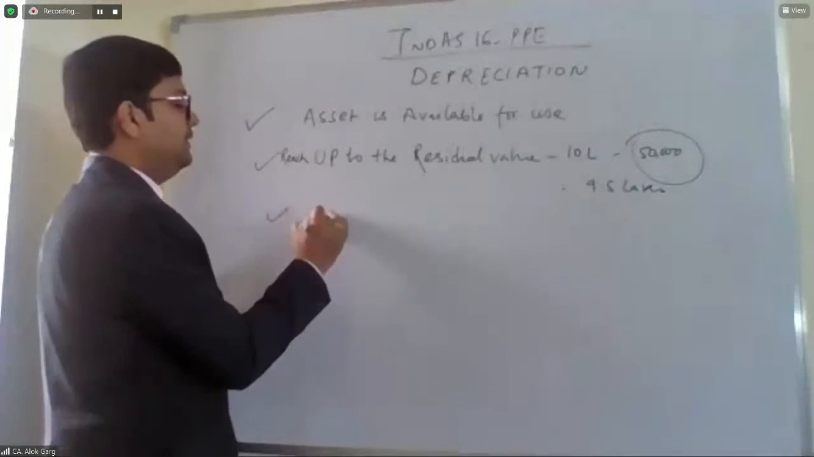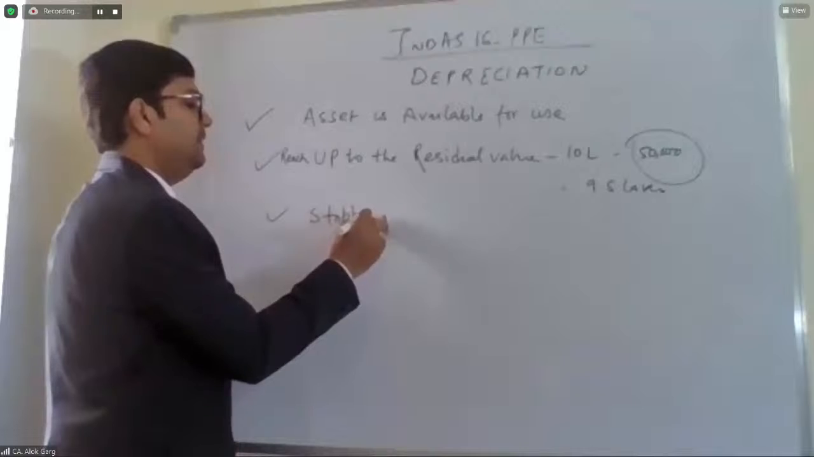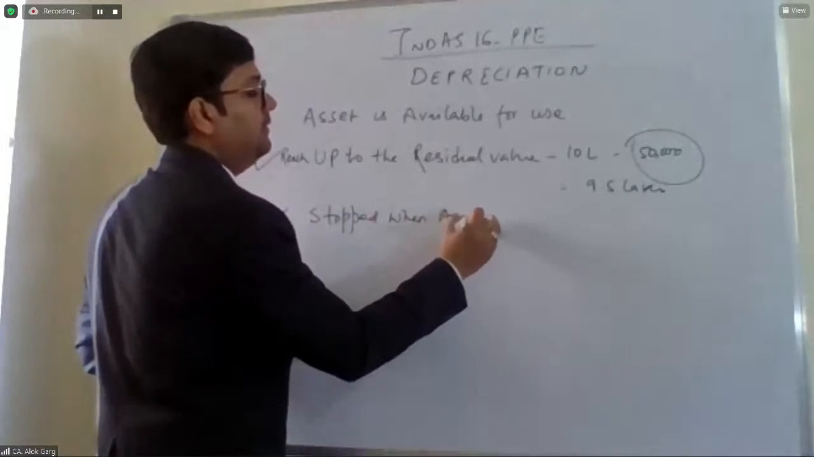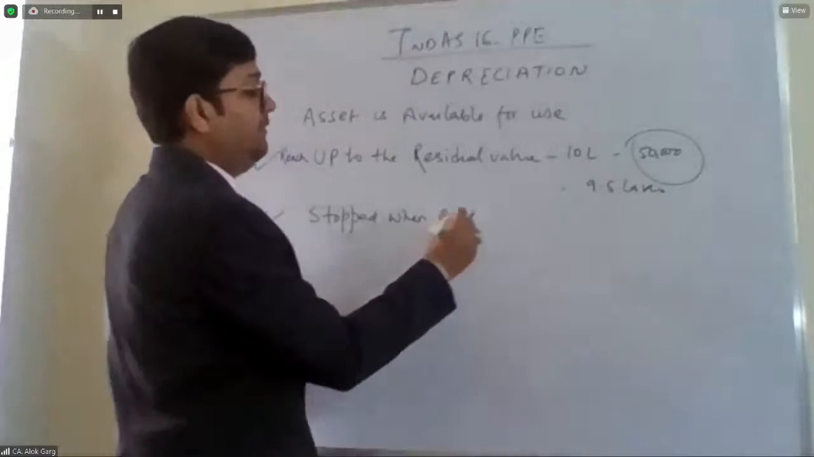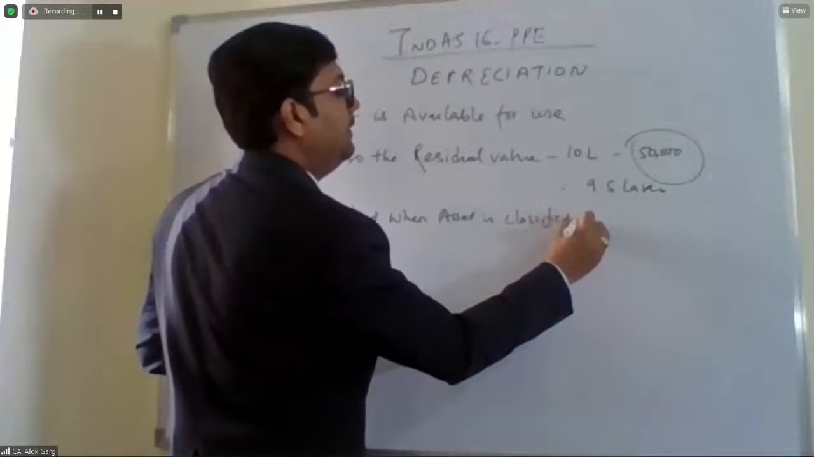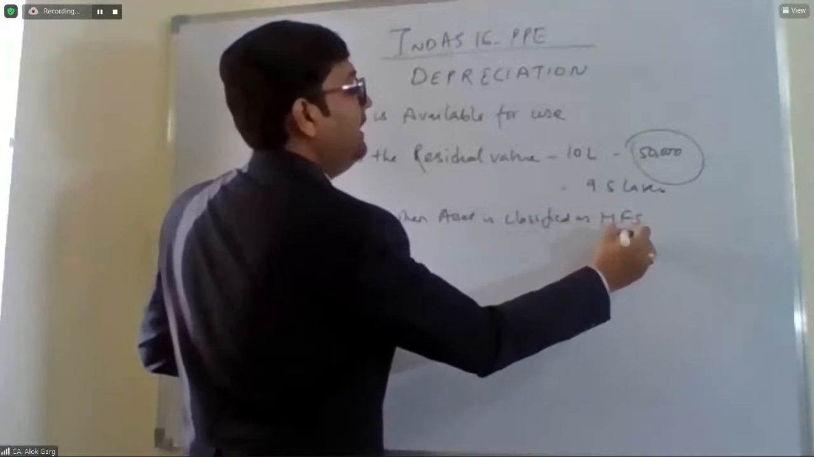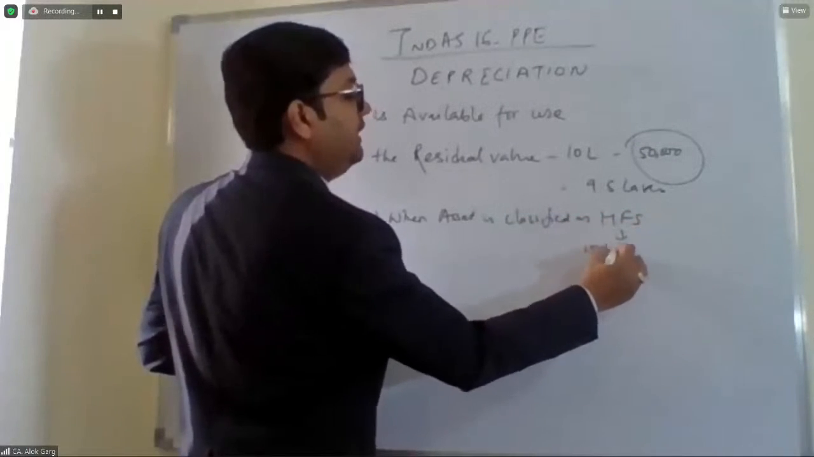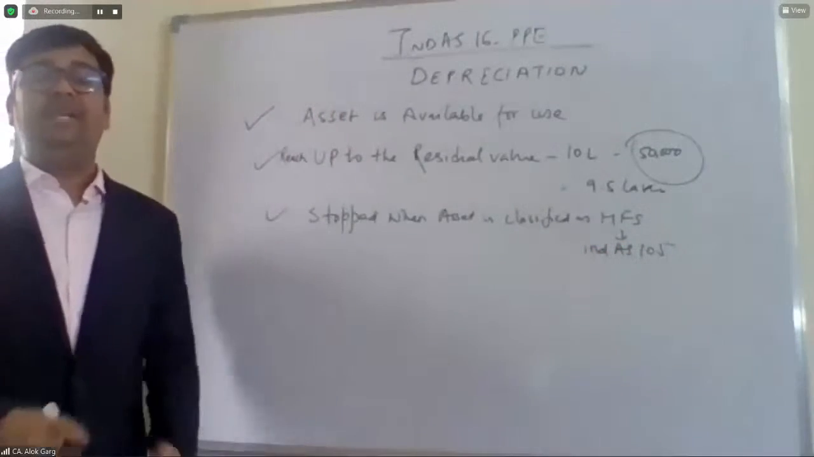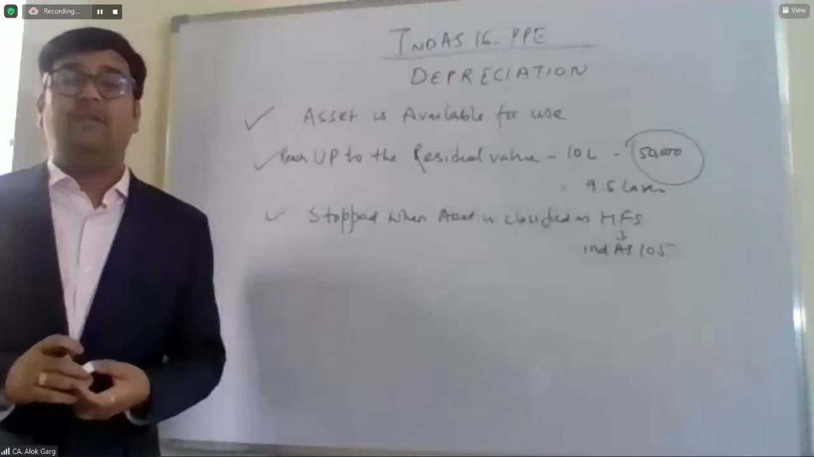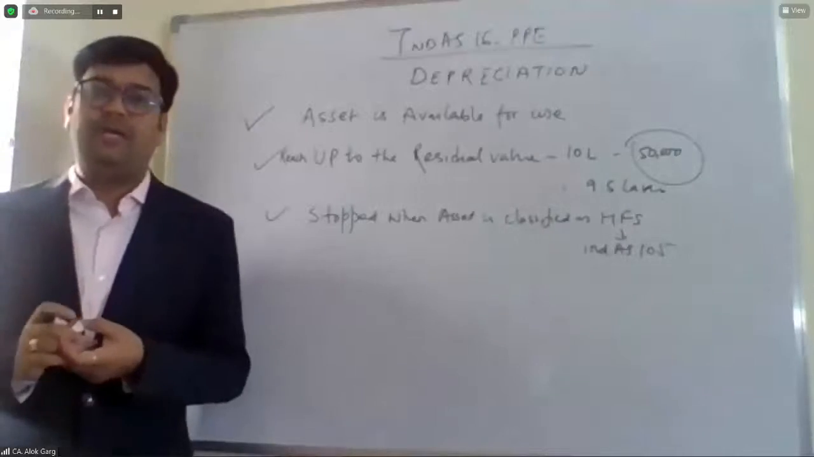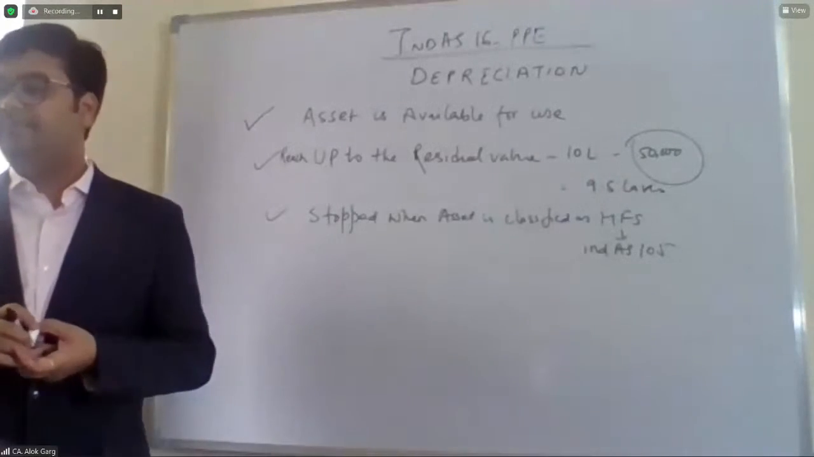Depreciation should be stopped when the asset is classified as held for sale, and then it will go to Ind AS 105. It will not remain in Ind AS 16. It will go to Ind AS 105, and Ind AS 105 says that whenever the asset is classified as held for sale, the depreciation will be stopped at that particular point of time. Okay.